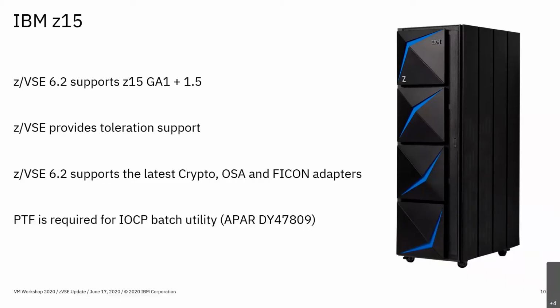Like in the past, we continue to focus on hardware support. Last year, IBM released the C15 processor. The official name is C15 Model T01. GA 1.5 was released in May this year. VSE 6.2 supports both GA1 and GA 1.5 and provides toleration support. This includes the newest CryptoOS and FICAN adapters. And there is one PDF, which is also listed in our PSP, that is required for IOCP batch.